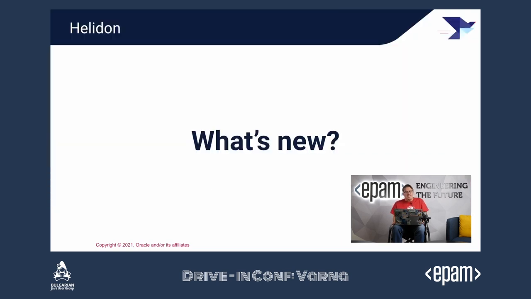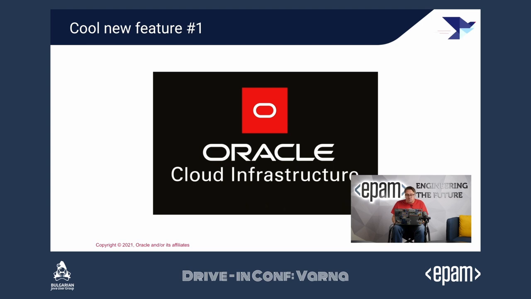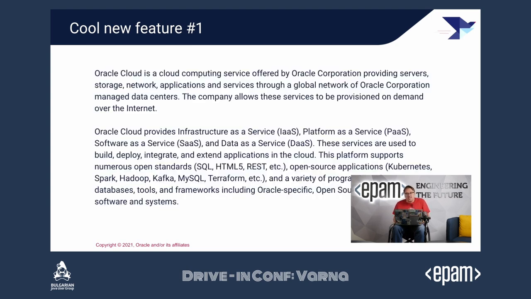Okay. What is actually new in all of this wonderful stuff we've made for you? So let us jump into the features. Cool feature number one is the Oracle Cloud Infrastructure. So yes, we are part of Oracle. Helidon itself as a product is mainly driven by Oracle. But since then, we are really a first-class citizen in Oracle Cloud Infrastructure.